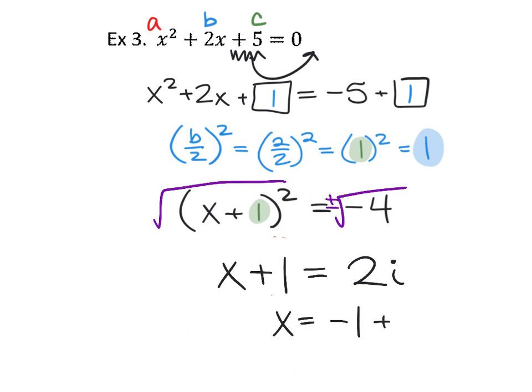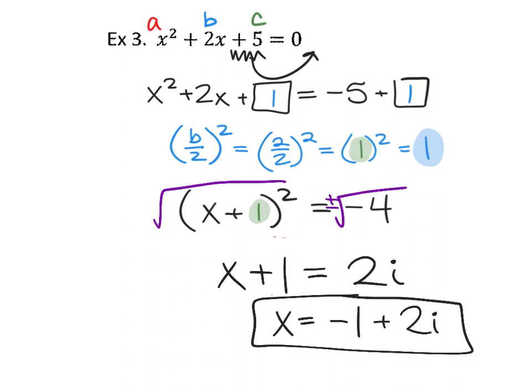Now, 1 and 2i are not like terms. One of them is real, one of them is imaginary. So you just do this. Oh my gosh, I forgot my plus minuses the whole time. So my two solutions are -1 plus 2i and -1 minus 2i.